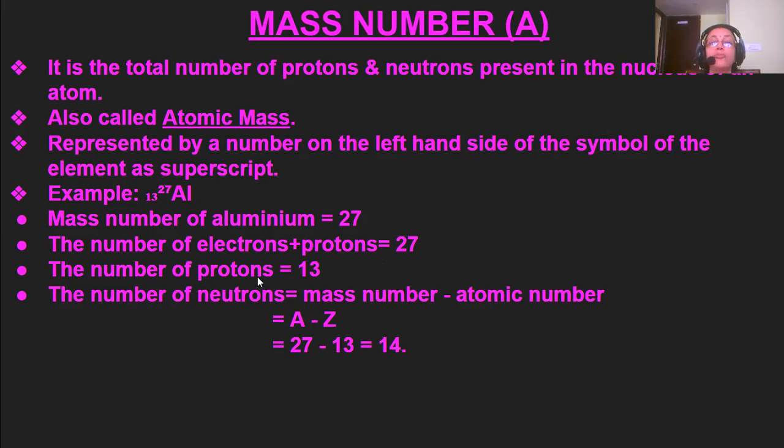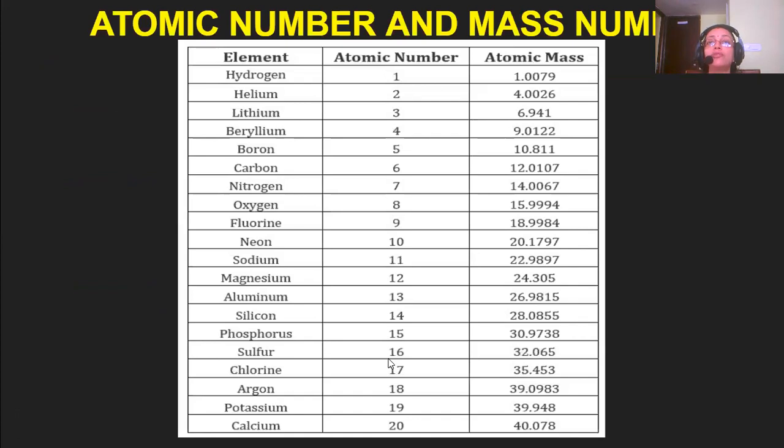The number of protons is equal to 13. And the number of neutrons is equal to mass number minus atomic number. Atomic number, we know, may be the number of protons or the number of electrons. So mass number A minus atomic number Z becomes the number of neutrons, that is 14.